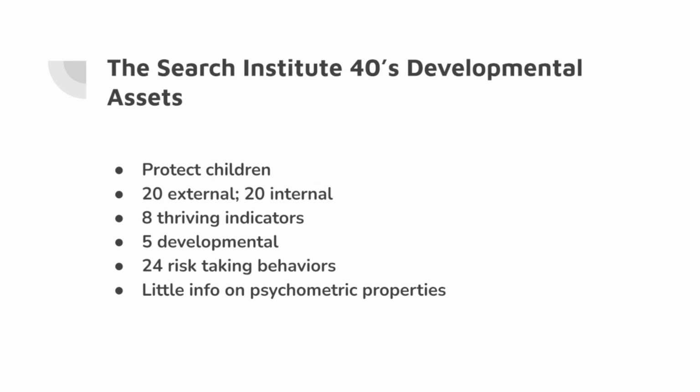Now we're going to look at the Search Institute's 40 developmental assets. The focus of this test is to protect children and figure out what characteristics create a thriving child, whereas others predispose a child to more negative outcomes. When you take this test, you're going to see 8 thriving indicators, 5 developmental factors, and 24 risk-taking behaviors. And this test doesn't have as much psychometric research into how the test is actually performing as the other ones do. So that's just something to note.